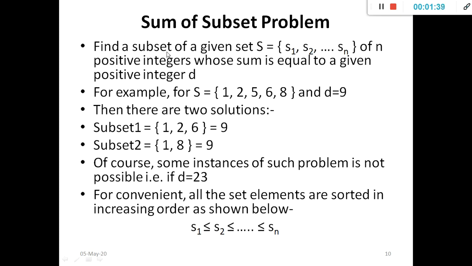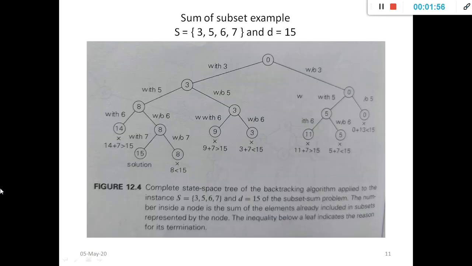For convenience, before we solve the sum of subset problem, rearrange all the set elements so they are sorted in increasing order as shown below. That is, the first element is less than the second element, which is less than the third element, and so on. Next, let us solve one sum of subset example using backtracking.